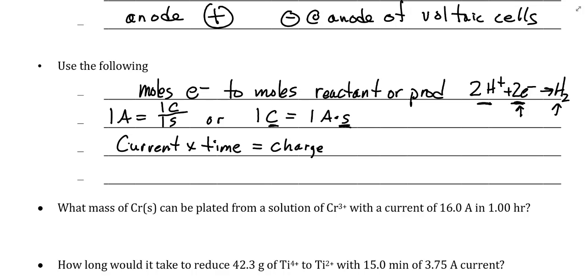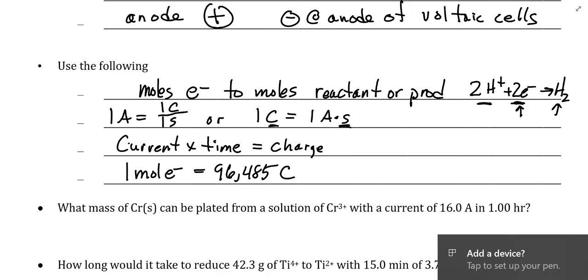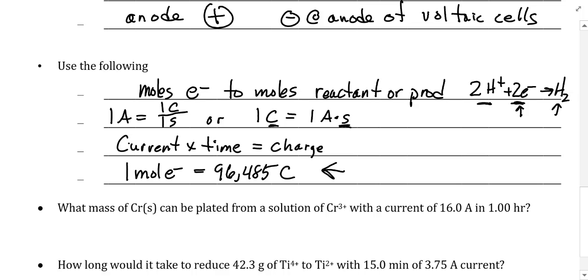One last relationship is Faraday's constant. And Faraday's constant, of course, is that 1 mole of electrons is equal to 96,485 coulombs. This ratio can be used in stoichiometry to relate moles of electrons to coulombs. And since we have another relationship of coulombs or charge per time, eventually one can relate time to moles of electrons or moles of a reactant or product.